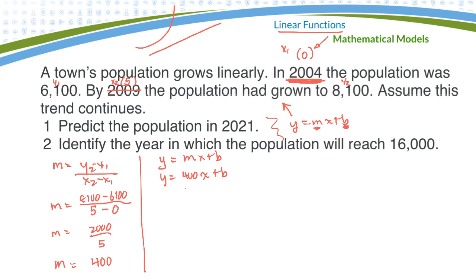So for an x value of 0, the y value is 6100 plus b. So anything times 0 is 0. So b comes out to 6100. So to write my equation then, y is equal to 400x plus 6100.